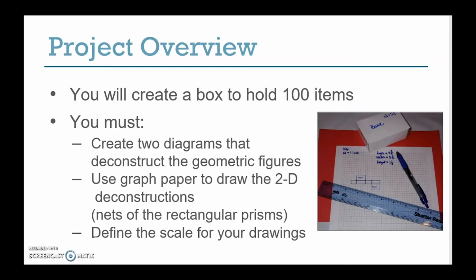There's an image on the screen that models what we want you to do. You're going to use graph paper to draw the 2D deconstruction, which is something we call the net of the rectangular prism. And then we're also going to ask you to define the scale for your drawing. So how much does each unit stand for? Are you having it stand for a half inch? Are you having each of those little squares on the graph paper represent a full inch? That's what we mean by the scale.